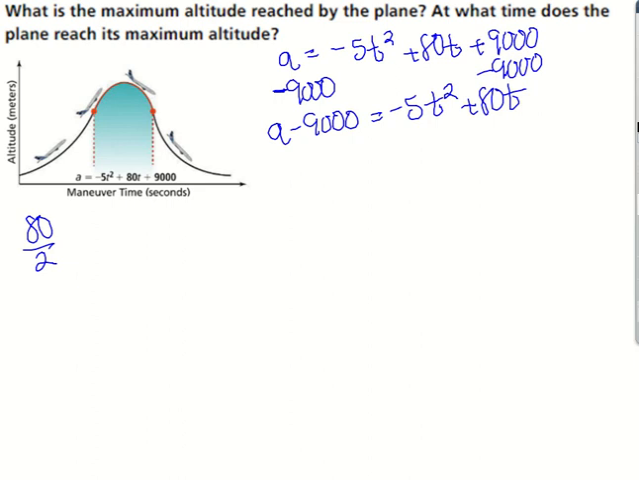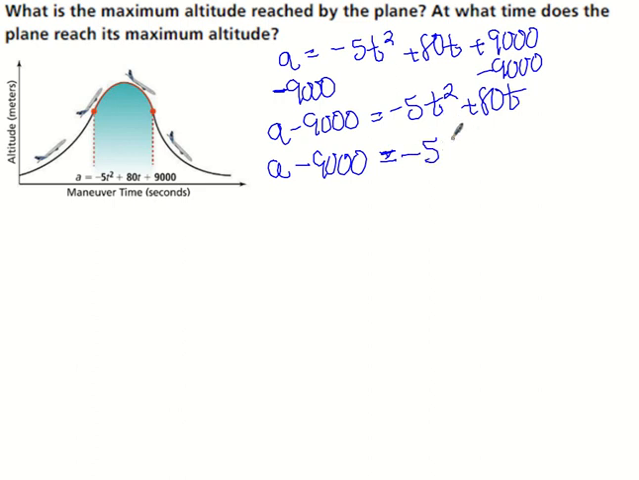Actually, I'm going to show you guys something to make these numbers a little smaller. I'm going to pull the 5 out of these right here, and I'm going to take a negative 5 out. So it's going to become A minus 9,000. I'm not dividing everything, I'm just going to put it here. Negative 5 times t squared minus, and then 80 divided by negative 5, that's where I'm getting the minus from, would be 16t. It's just going to make these numbers a little smaller.